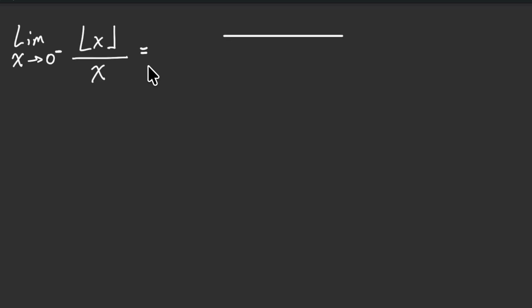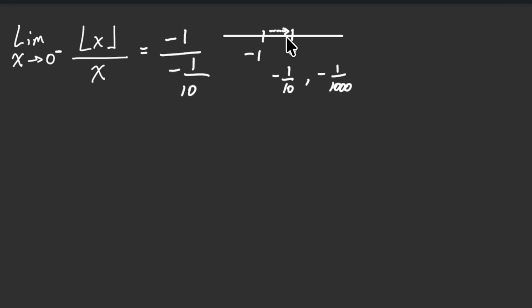So if we draw our number line and we have 0, -1, as we approach 0 from the left, we're going to be at numbers like -1/10, -1 over 1,000, etc. So the floor function is going to move left to -1, and the x value is going to be one of these very, very small negative fractions. So when we evaluate this, this is going to go to positive, this is going to go to the numerator, and we're going to get positive infinity.